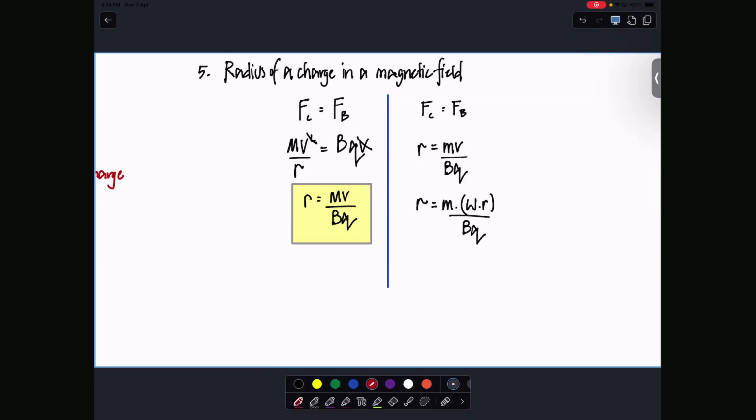I don't know why this wasn't working out for you guys, but the radius cancels out with that. And it's a very well-known fact in other syllabuses that frequency and radius are independent of each other. Regardless of how big the radius is, the frequency never changes. Okay? There's no relationship. That's the correct answer.